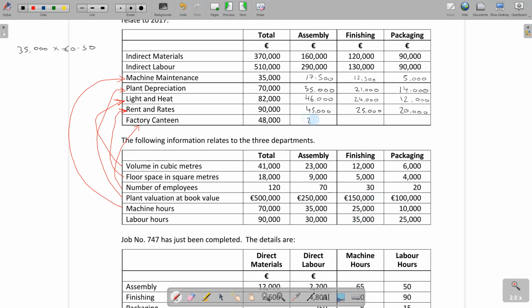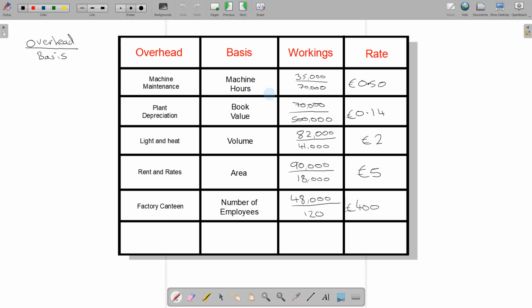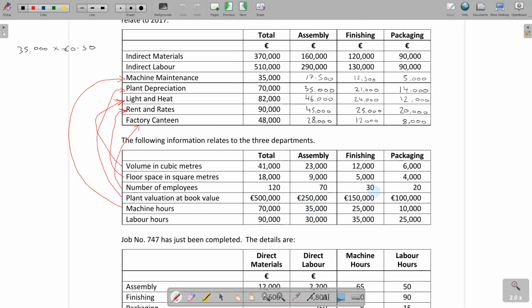So we have 28,000 associated with assembly for the canteen, 12,000 and 8,000. So what I did is we had 400 per employee. So 400 multiplied by 70, 30 and 20 will give me those amounts.